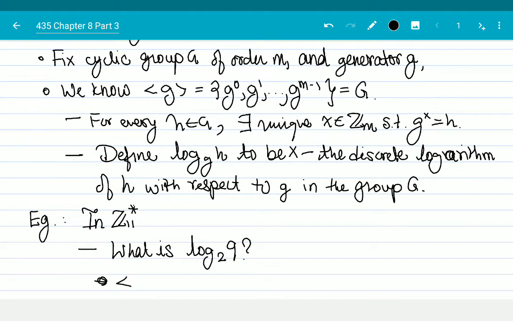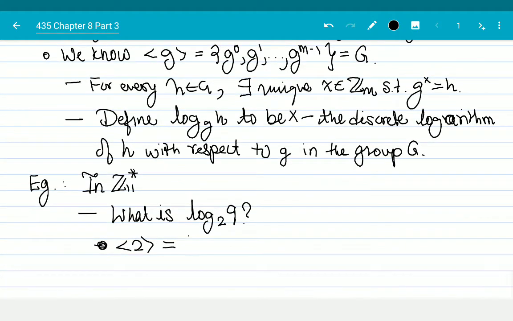Well, let us look at what the subgroup generated by 2 is. 2 to the 0 is 1. 2 to the 1 is 2. 2 squared is 4. 2 to the 3 is 8. 2 to the 4 is 16, which in Z11 is 5. 2 to the 5 is 32, which is 10. 2 to the 6 is 64, which is 9.